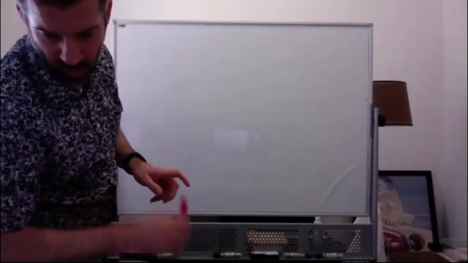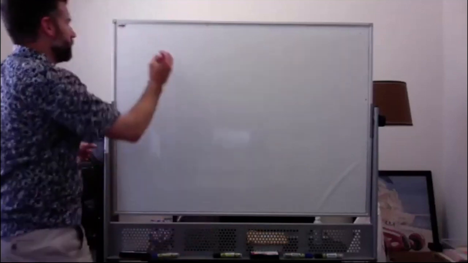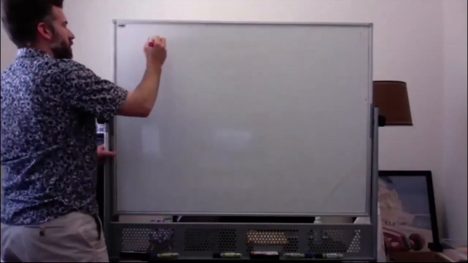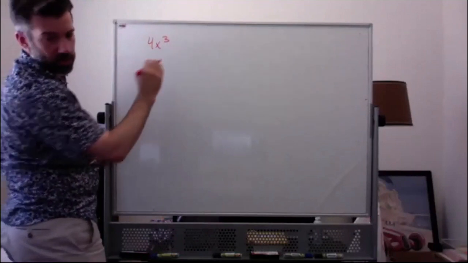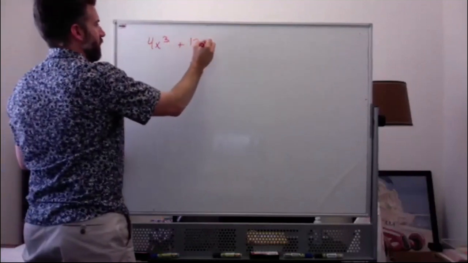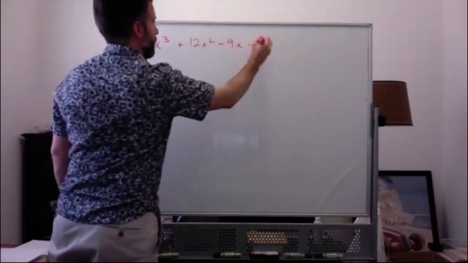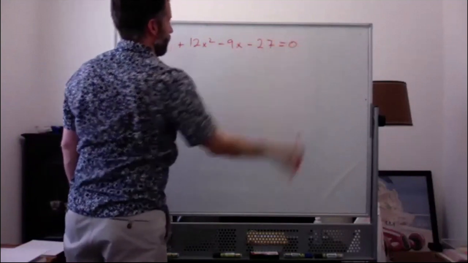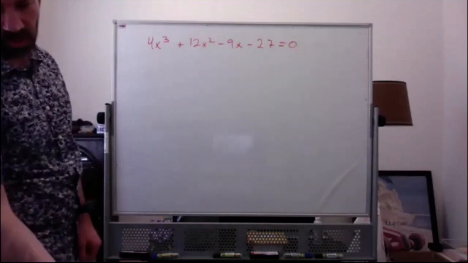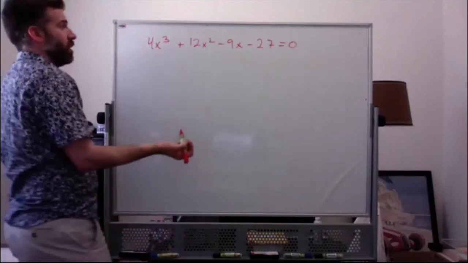Okay, so let's look at this one. 4x cubed plus 12x squared minus 9x minus 27 equals 0. Is this the one I really want? Yeah, it is.